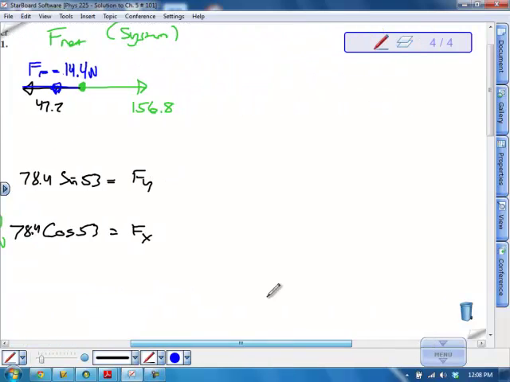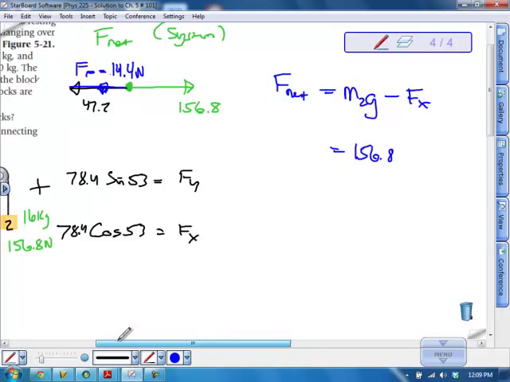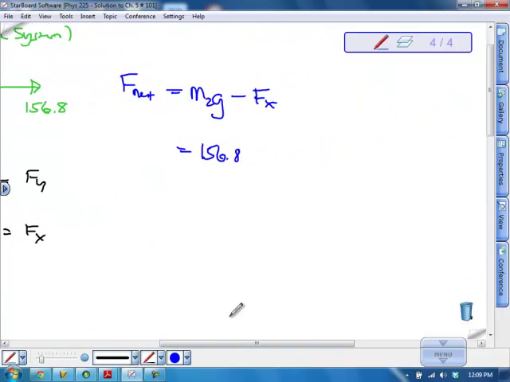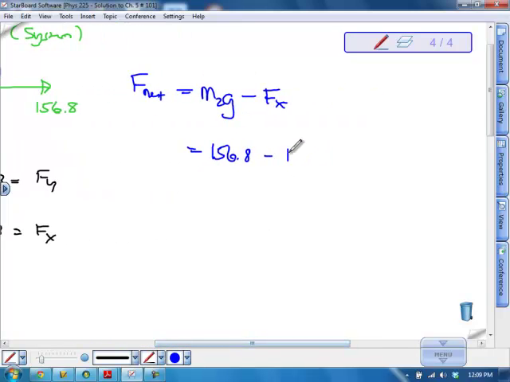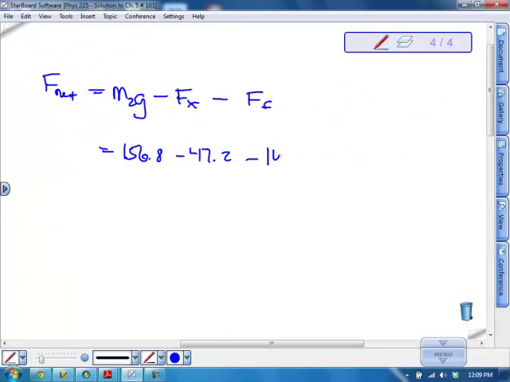So now I can look at this and do the net force. The net force is equal to the big force, 156.8, which I'll call the weight, so I'll do that N2G because that's the weight from the second box, but really that is 156.8. And I'm going to subtract the two smaller forces. The two smaller forces were the x component of weight from this diagram, pulling back this way, which is 47.2. And then also we have the force of friction pulling the system back the other way, which is 14.4.